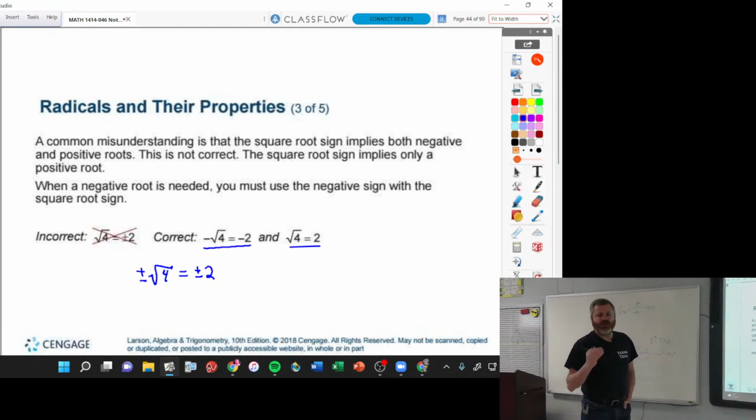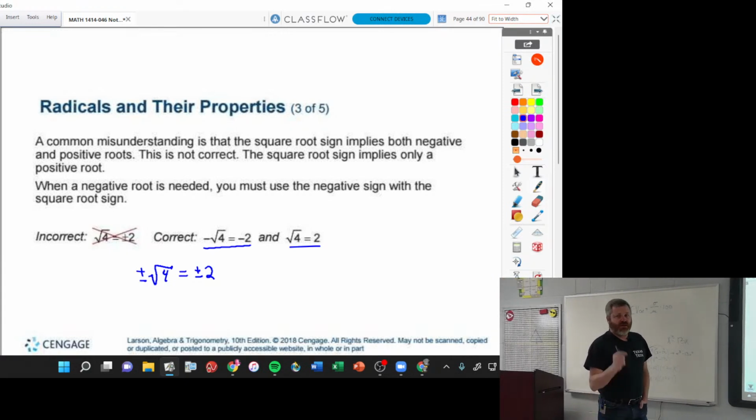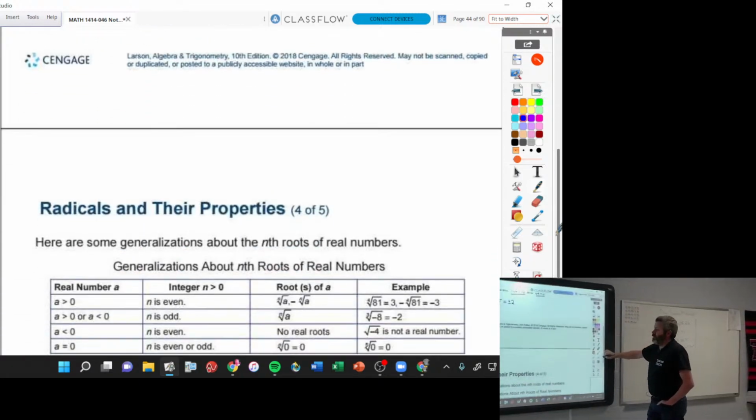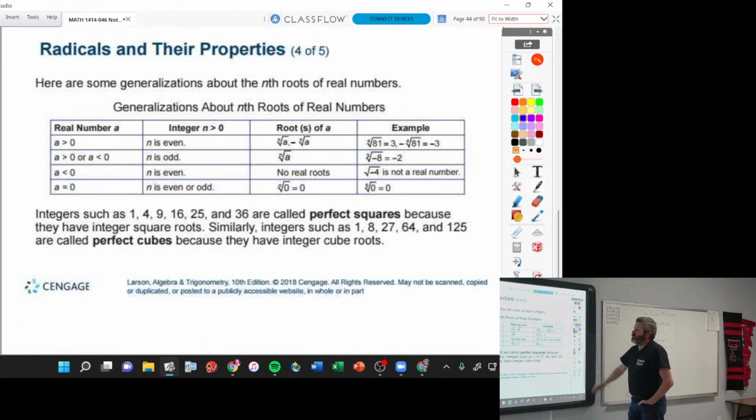If we're simply doing the math and finding the square root of something, we want the principal square root. Square root of 4 is 2. So pay attention to what's being asked.